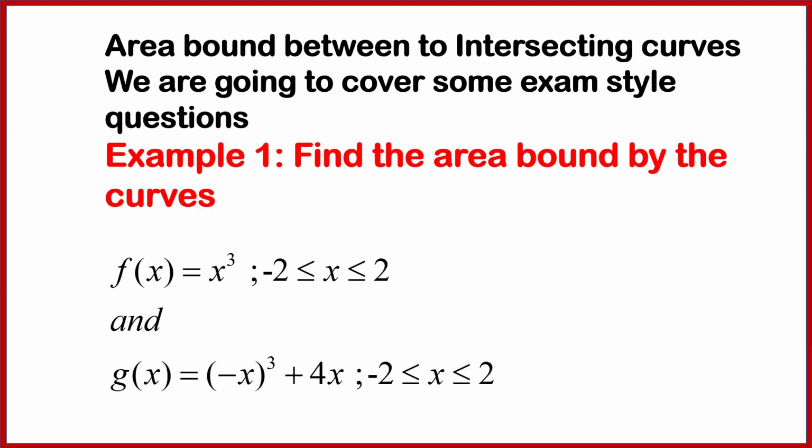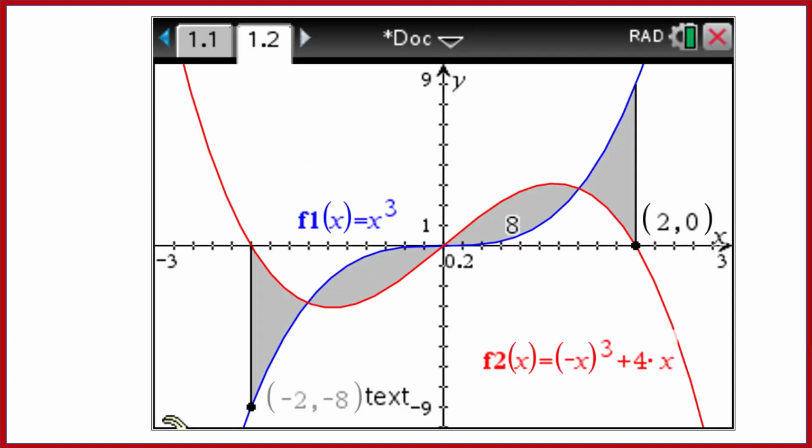Now these are some of the exam style questions, and the first example that I've got over there is find the area bound by the curve. So the first function is x cubed and the other is negative x whole cube plus 4x, and both of them lie in a domain of negative 2 to 2. Now we have just drawn a graph. However, I'm actually going to show you how we are going to do this graph.